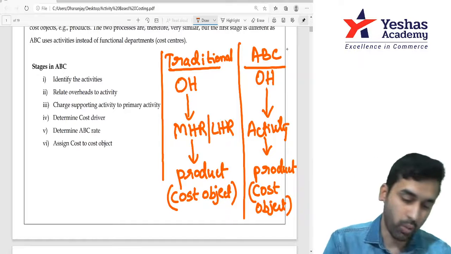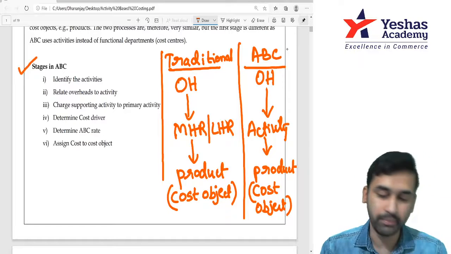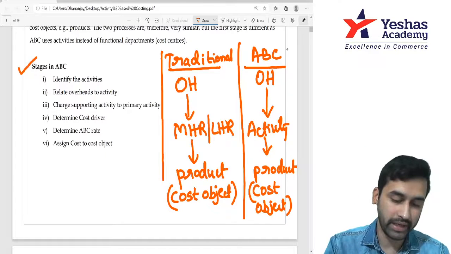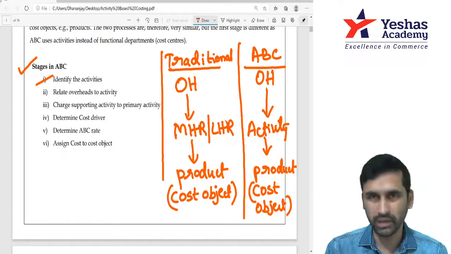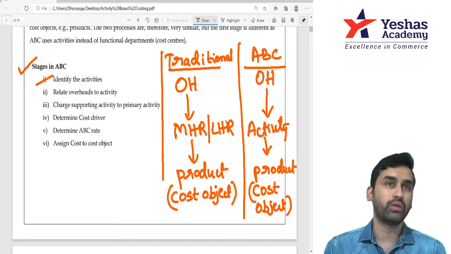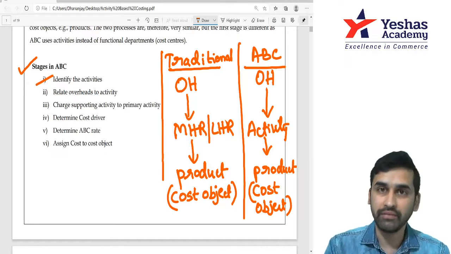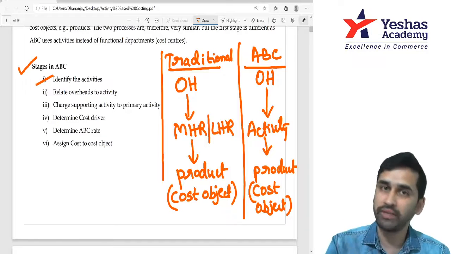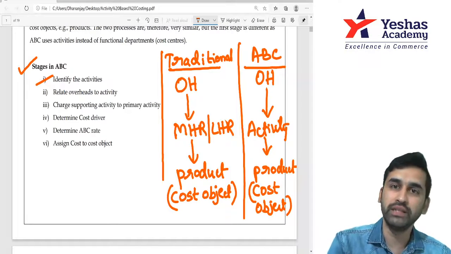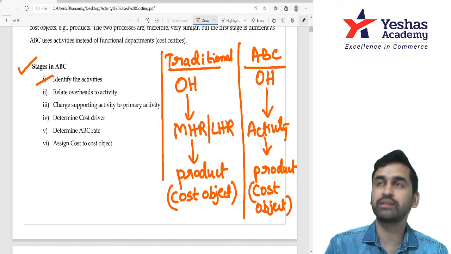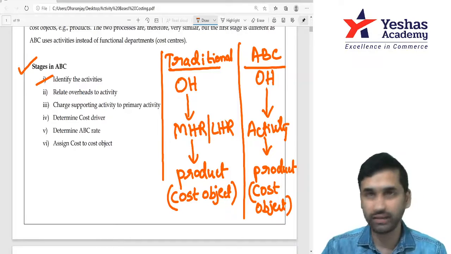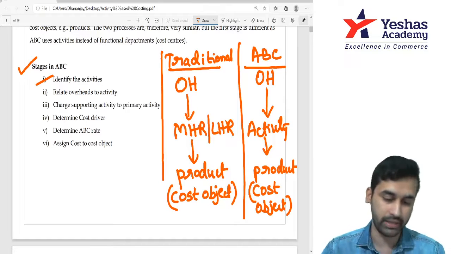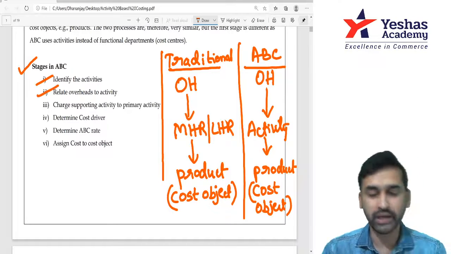Right? What are the stages in ABC? First, identify the activity. Obvious point, correct? Sir, what do you mean by identifying the activity? Customer complaint handling is an activity. Dispatching the FG is an activity. Customer query management is an activity, correct? This is identifying activity.